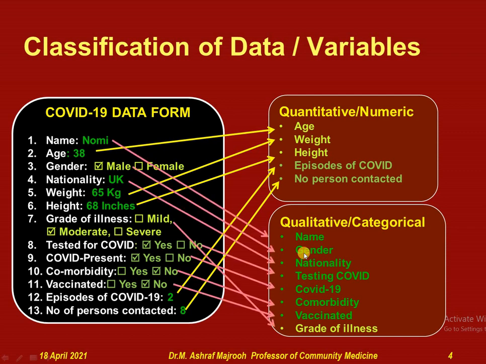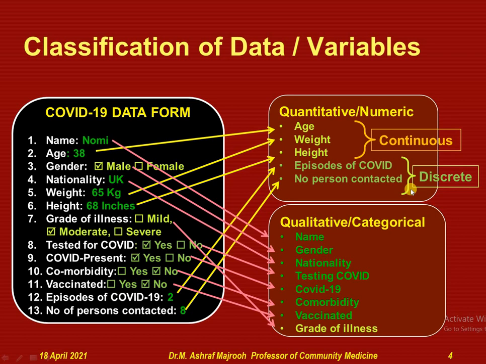These are all categorical variables. Now there is a sub-classification of the quantitative variables as well as the qualitative variables. In quantitative variables, we have continuous quantitative variables. These are age, weight, and height. And then there are the discrete variables. These are the episodes of diarrhea and number of persons contacted.